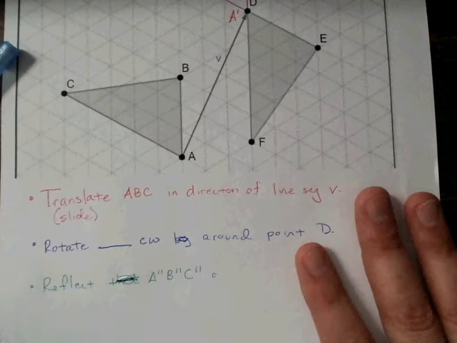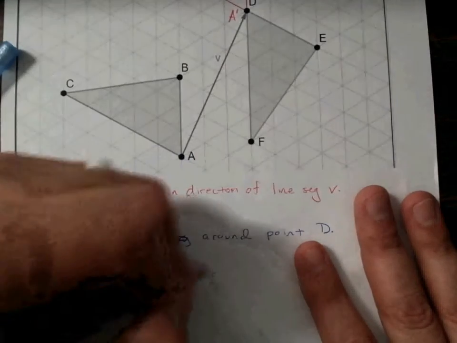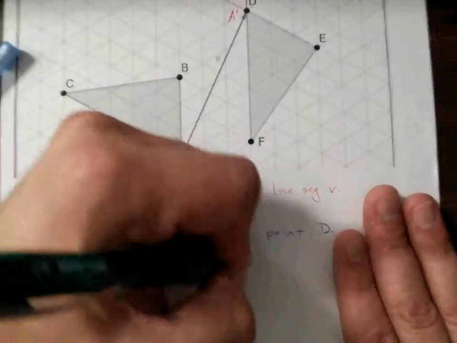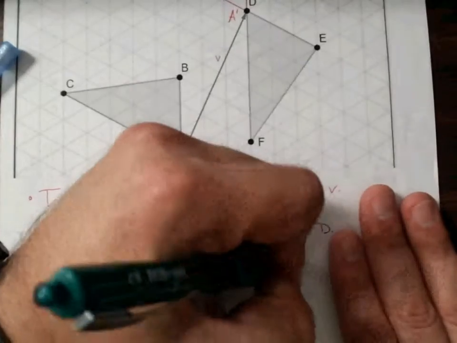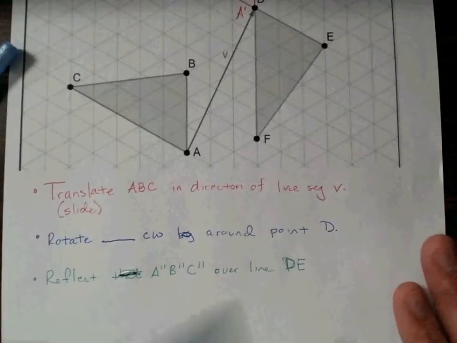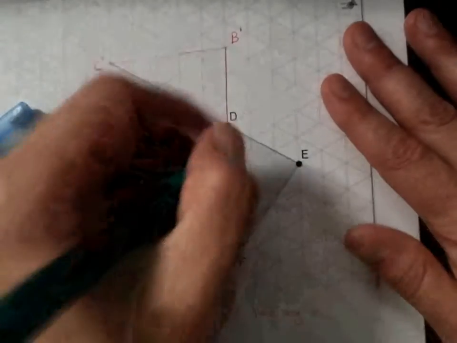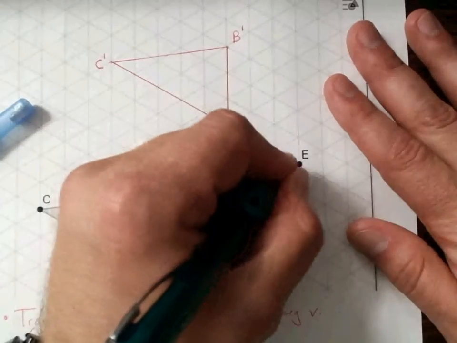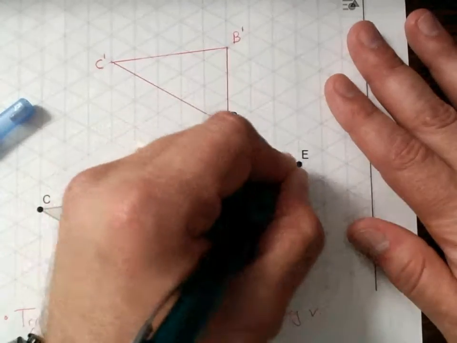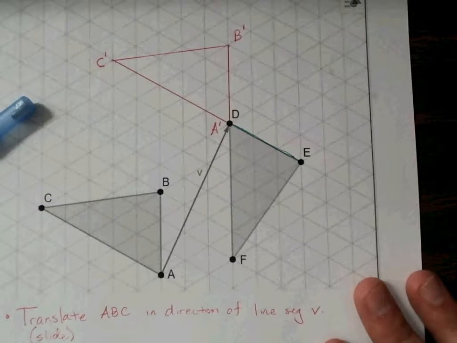What does it say after that? Overline DE. Okay? That's important for me to see because here's DE right here, right? So what am I really trying to do? If this is line DE right there, what am I trying to do on this rotation? You're trying to get B prime over to where E prime is.